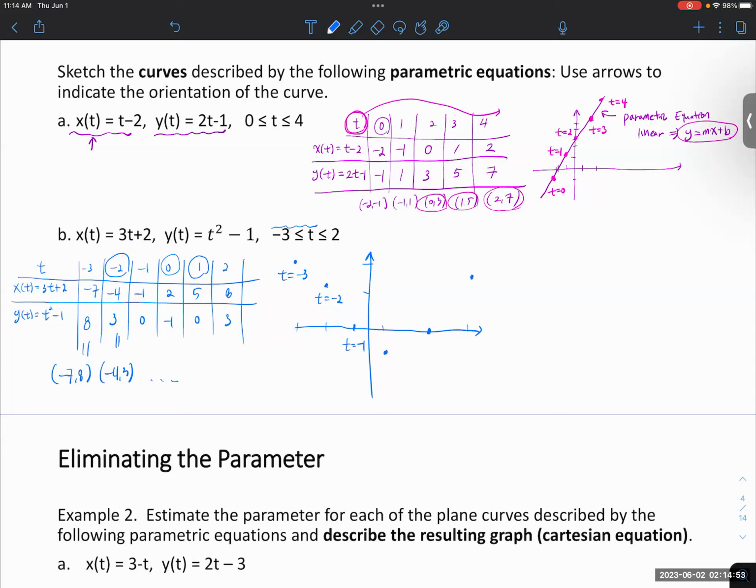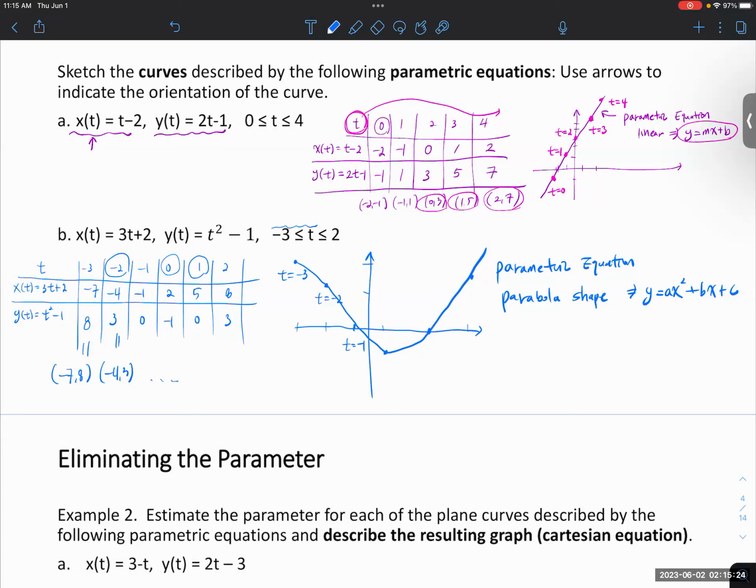So when I graph it, this is going to be something curvy, which is not linear. This parametric equation looks like a parabola shape. So it is going to be something like y equals ax squared plus bx plus c, which is not linear.